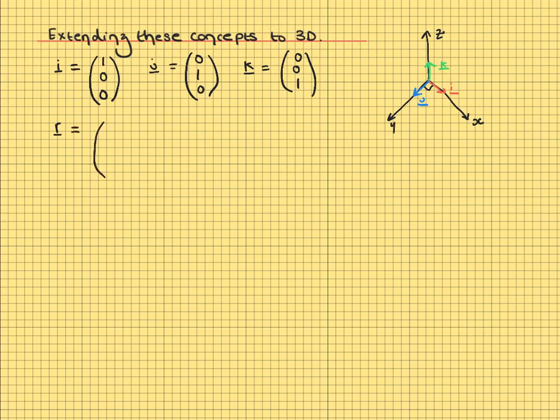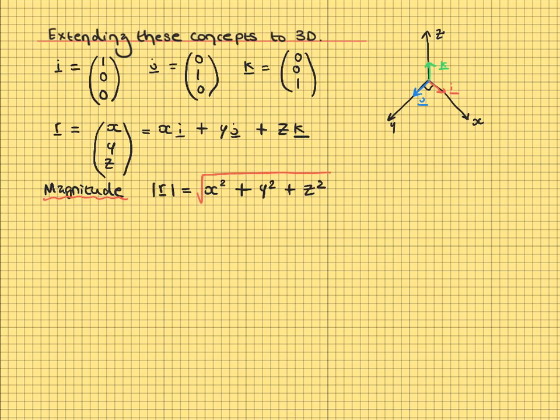If it's a vector that we're defining in 3 dimensions, it will have 3 components, x, y and z. We can write it in its component form as xi plus yj plus zk. Now we can work out the magnitude of this vector in exactly the same way that we worked out the magnitude of a vector in 2 dimensions. The modulus of r, or the magnitude of r, would simply be x squared plus y squared plus z squared, and we square root all 3 parts of that.